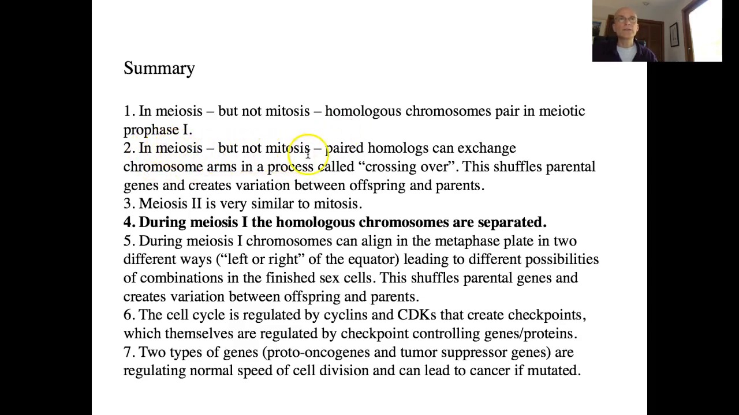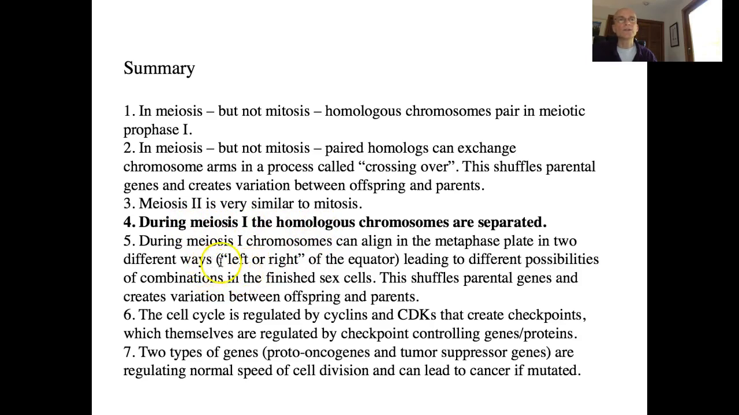In meiosis, paired homologs exchange chromosome arms, and that is called crossing over. So that is where some variation can occur. And this shuffles parental genes and creates variation between offspring and parents. We said that meiosis 2 is quite similar to mitosis, and that during meiosis 1, the homologous chromosomes are separated.